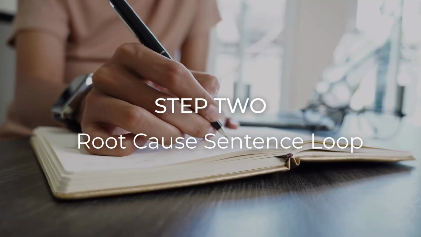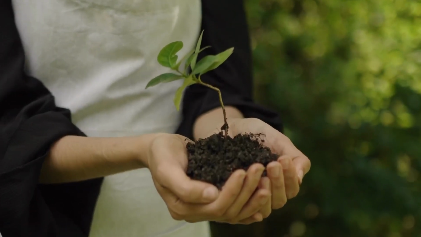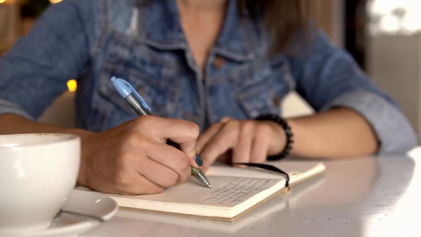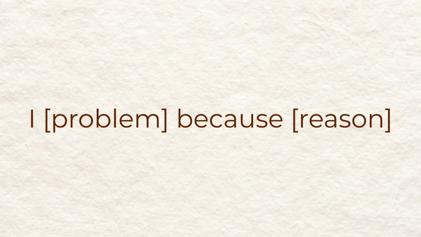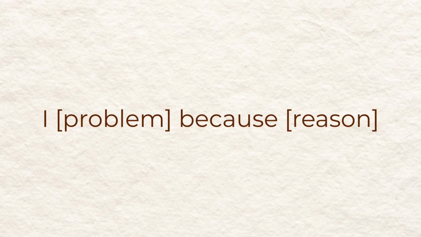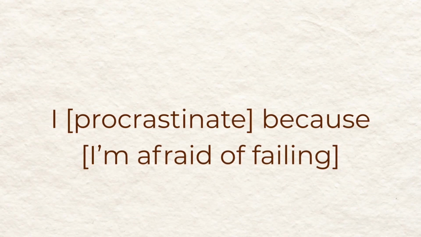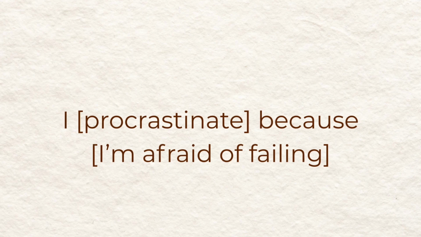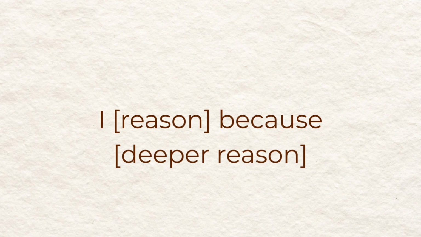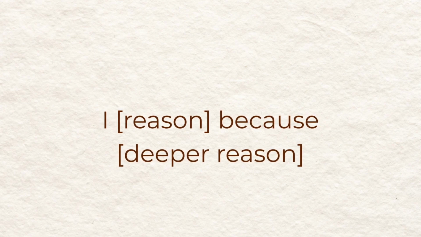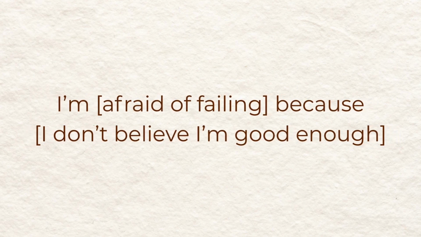Step 2. Use the root cause sentence loop. Now, let's discover what you really want to shift. Start by completing this sentence: I, insert problem, because, insert reason. For example, I procrastinate because I'm afraid of failing. Then, go deeper: I, insert reason, because, insert deeper reason. I'm afraid of failing because I don't believe I'm good enough.